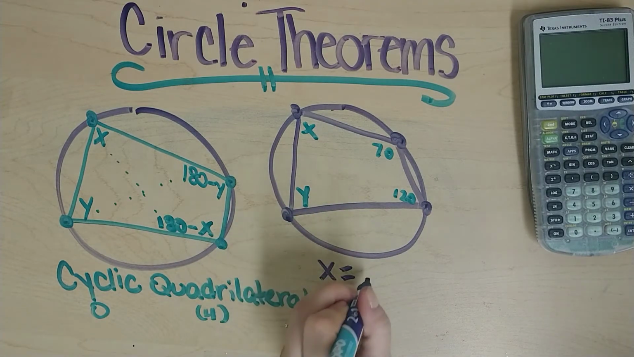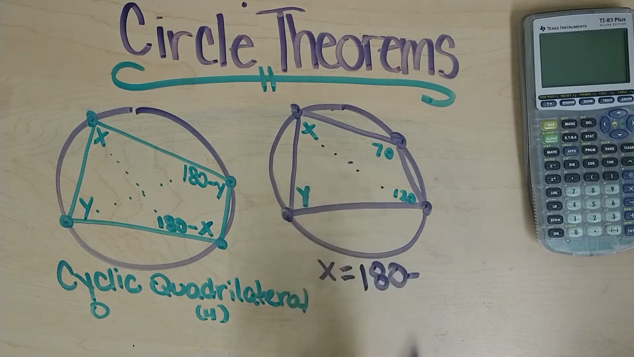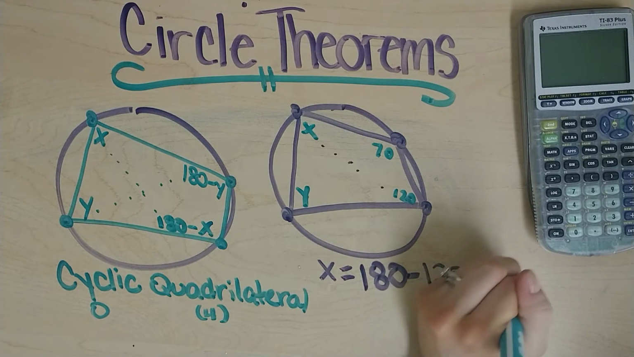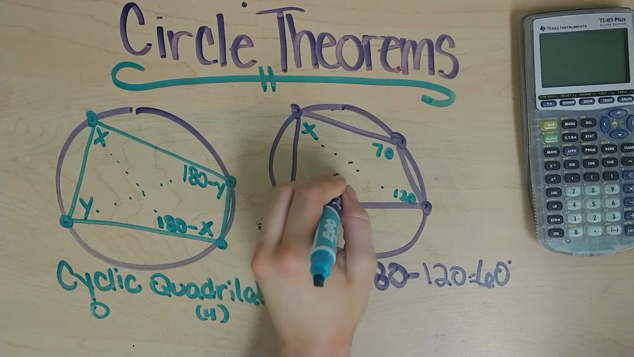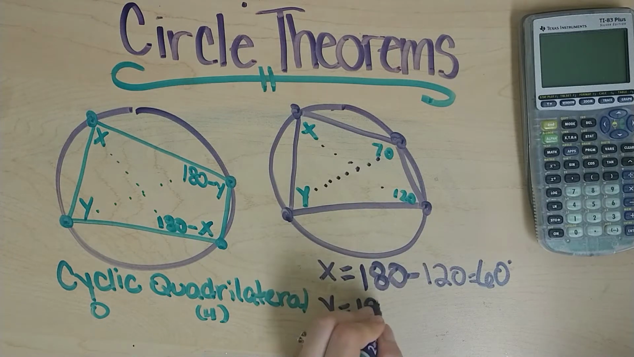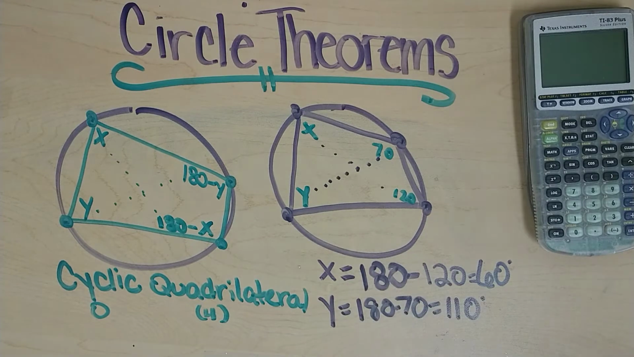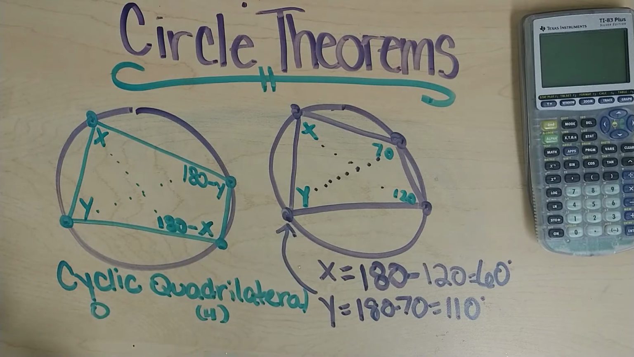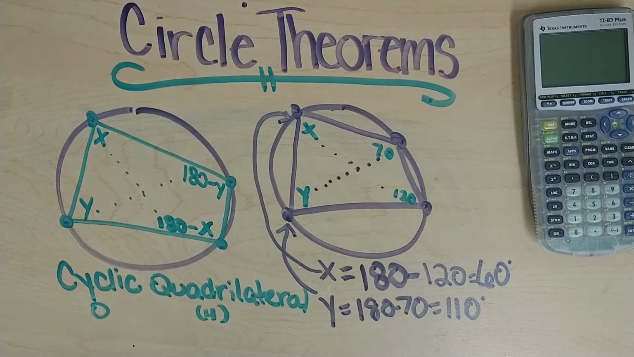X equals 180 minus 120, which is 60 degrees. That's a 60-degree angle right here. Y is 180 minus 70. That's a 110-degree angle. So now we know that y is 110 degrees and x is 60 degrees.